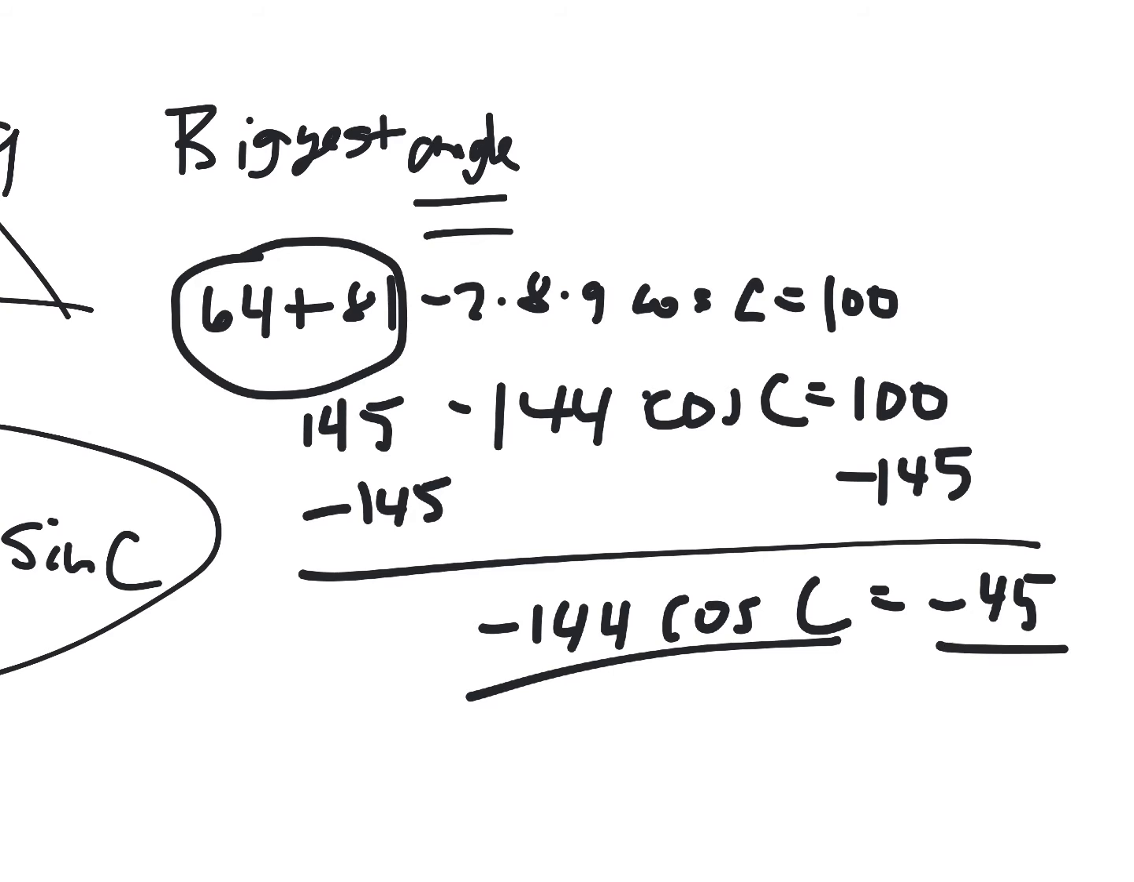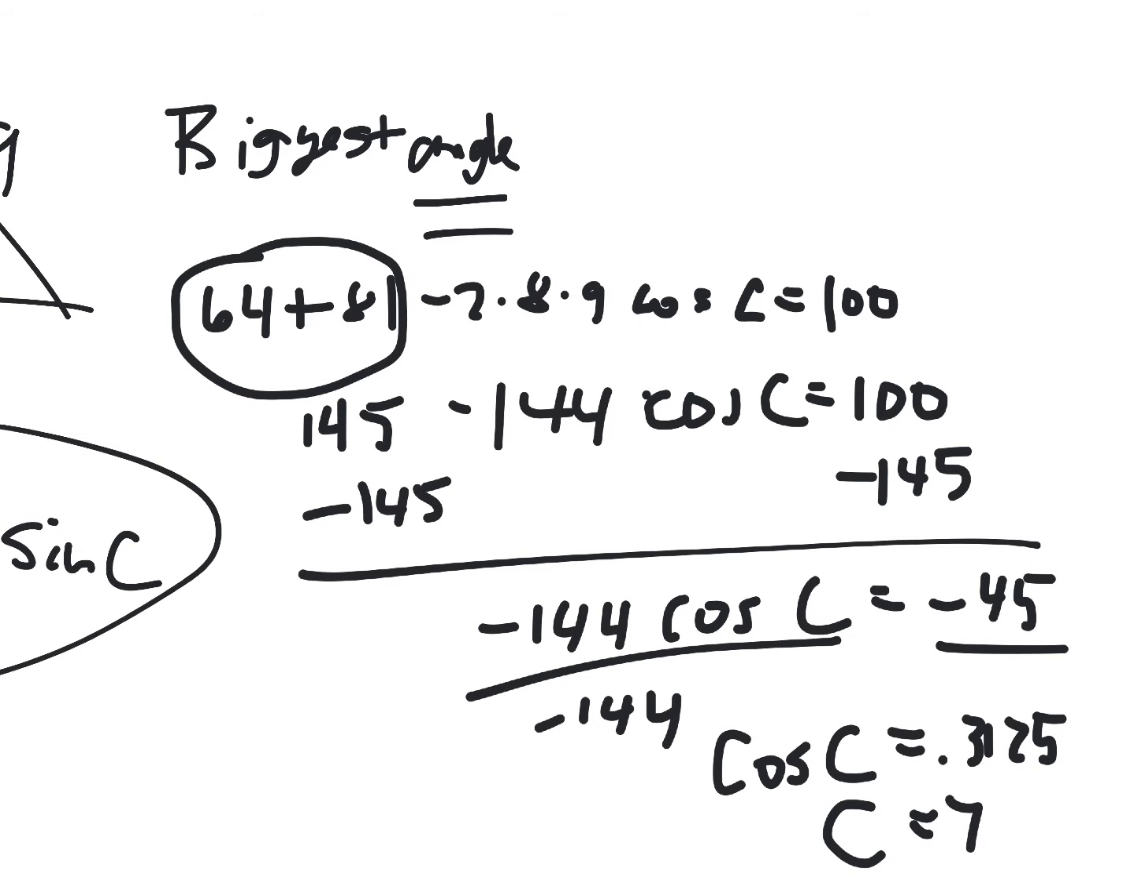Divide both sides by what? Negative 144. And I have negative 45 divided by negative 144, and I get 0.3125. Raise your hand if that sounds familiar. Awesome. Final answer then. Row 4, last person, Mr. Mack. Just the answer? Yep. 71.8. Can anybody verify the 71.8?